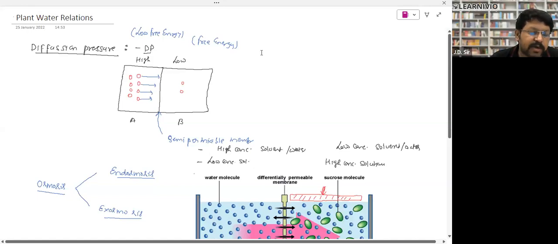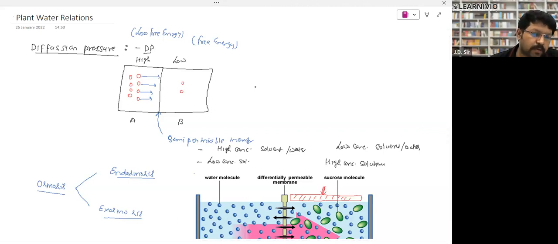So in plant water relationship, what is the relationship between plant and water transport, right? Look, diffusion, what is the diffusion pressure? And what is osmosis? Can you tell me what is osmosis?